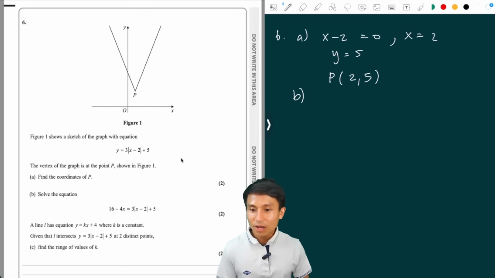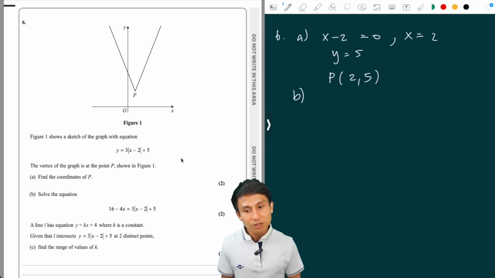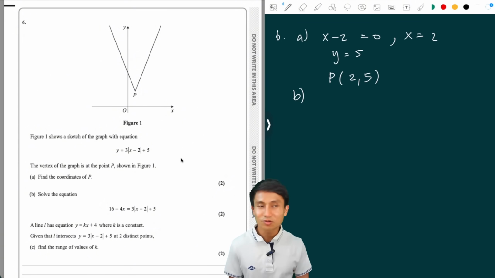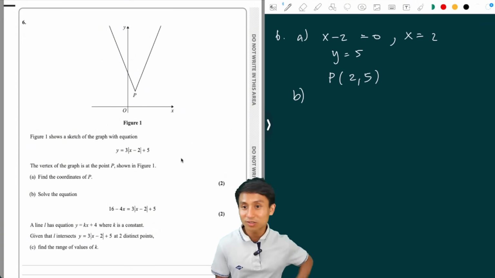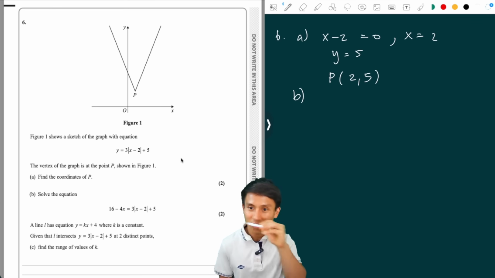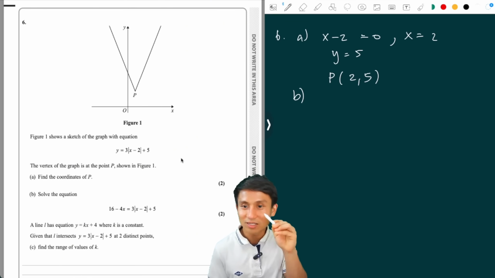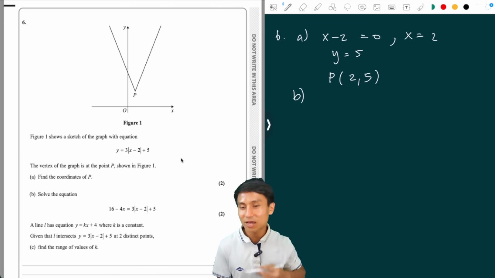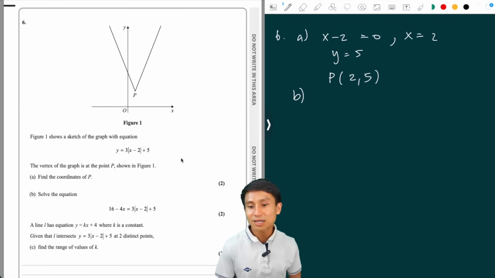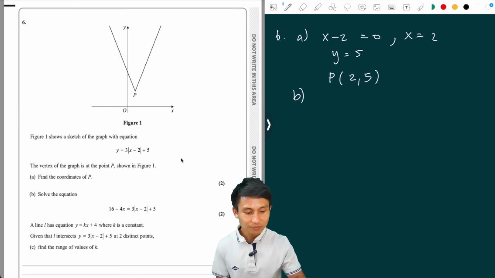Part B, solve the equation. Right, now I prefer to do this graphically. What I mean by that is not to get the x and the y value by just looking at the graph and using interpolation or extrapolation to get the values from the graph, but we use the graph to get some idea of how to do this. Okay, so I'm just going to draw this one quickly, and that is the function of 3 modulus x minus 2 plus 5.